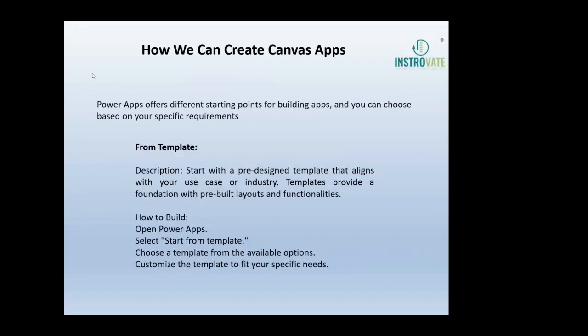Now we will see how we can create the Canvas application. So either we can use the template. If you want to go to the template option, here these are the pre-designed templates, and you can also customize the template according to your need. Okay. So this is how you can use the template. When you go to Power Apps, you just need to select start from template, and you can choose a template according to your business requirement.